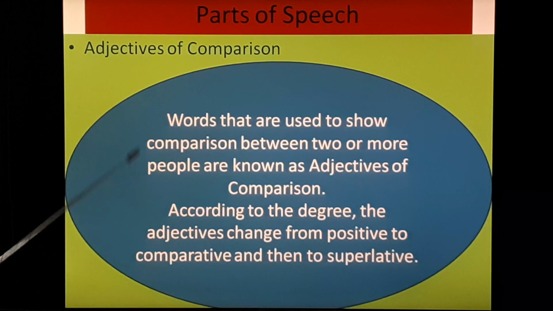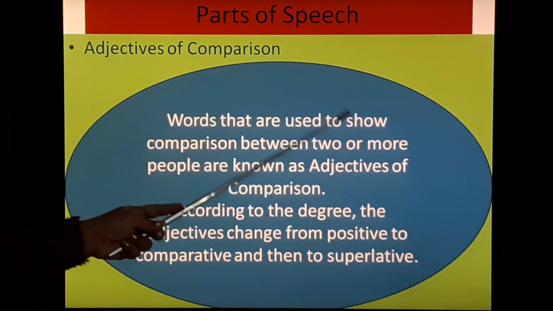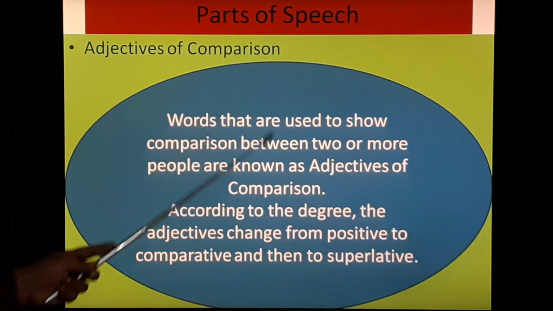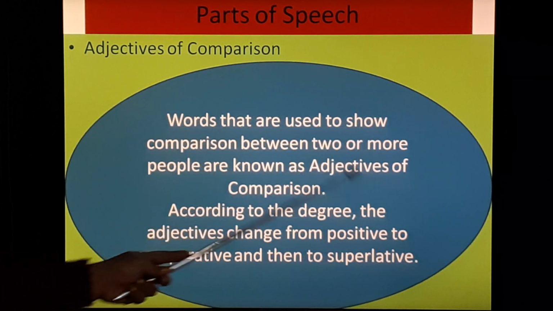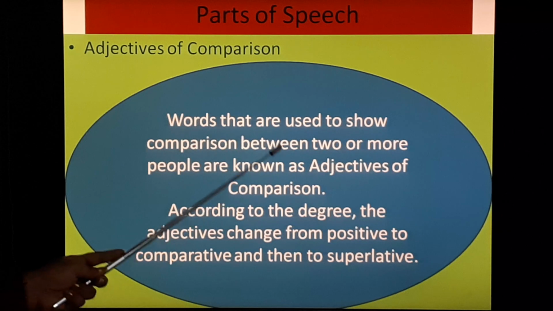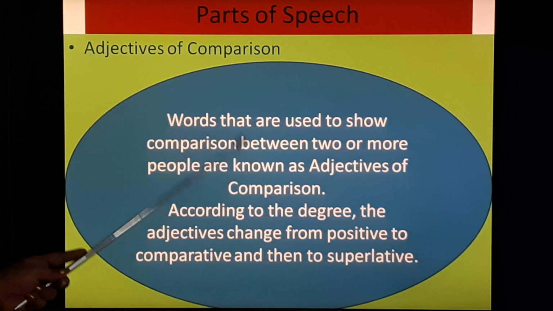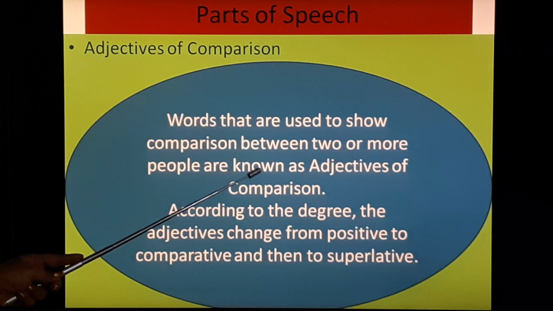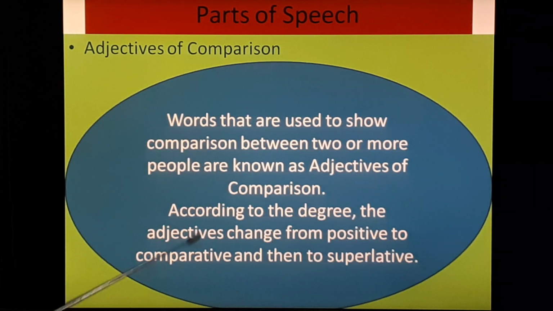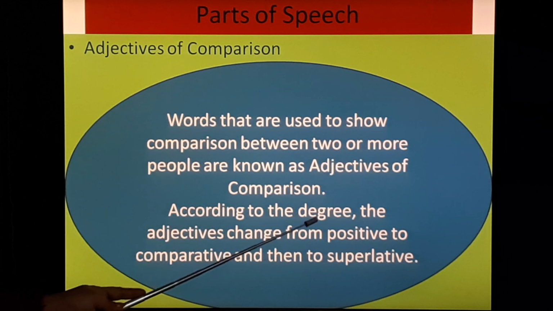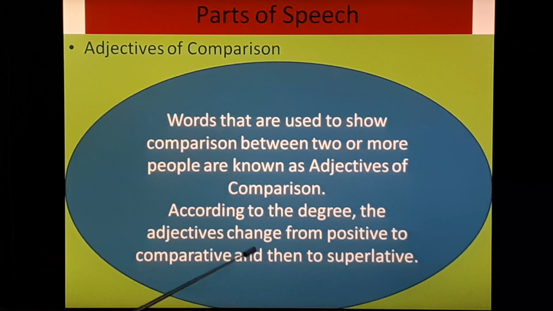Let's see the definition. Words that are used to show comparison between two or more people are known as adjectives of comparison. So here you have to compare two or more than two people or things. According to the degree, the adjectives change from positive to comparative and then to superlative. So all these three kinds of degree will come.